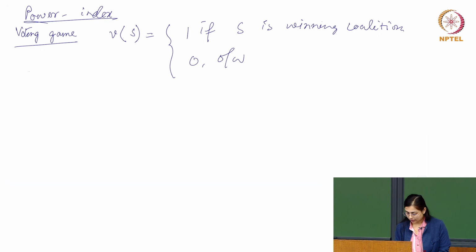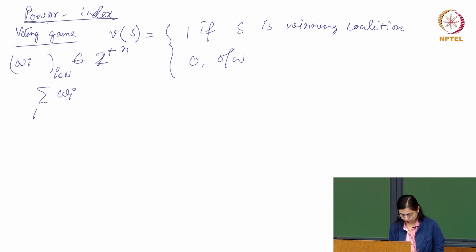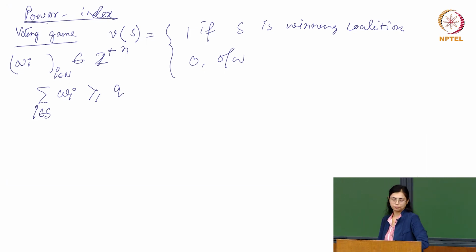Suppose each player has some votes. So each player has some weights, or we can say some votes, and the sum is greater than Q. Q is the quota that is necessary to pass the bill or anything, right? So this is how a voting game is defined.